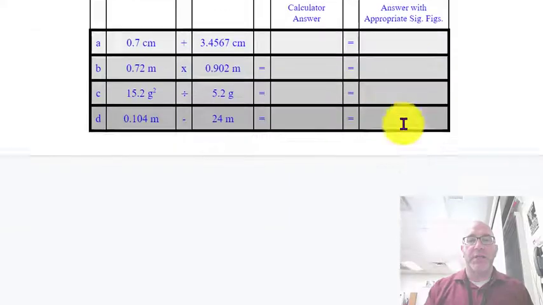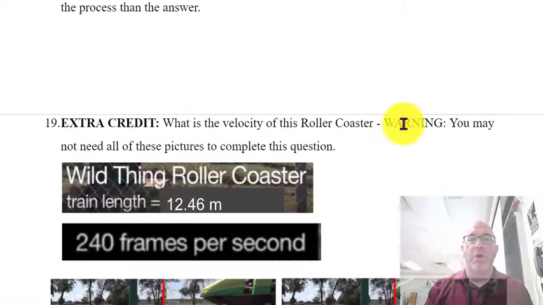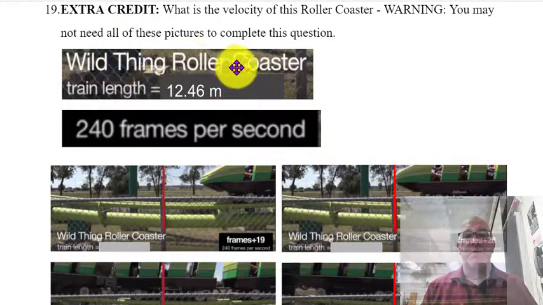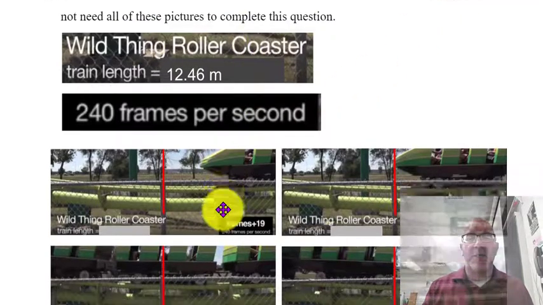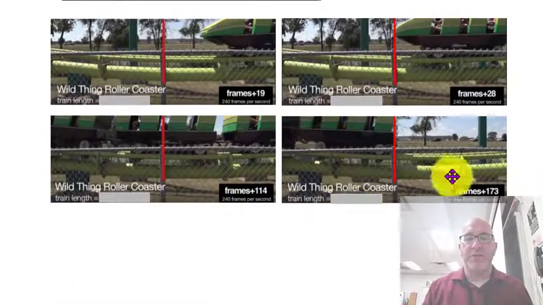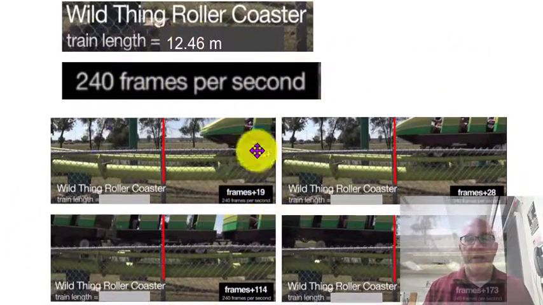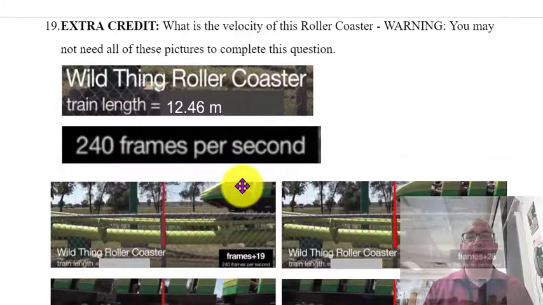Once that is done, the substitute will offer you an extra credit. If you are interested in the extra credit, take it from them. The Wild Thing is a roller coaster, and I'm asking, what is the velocity of this roller coaster? Warning, you may not need to use all of these pictures in order to figure this out, but given everything here, you can figure out the velocity of the roller coaster.